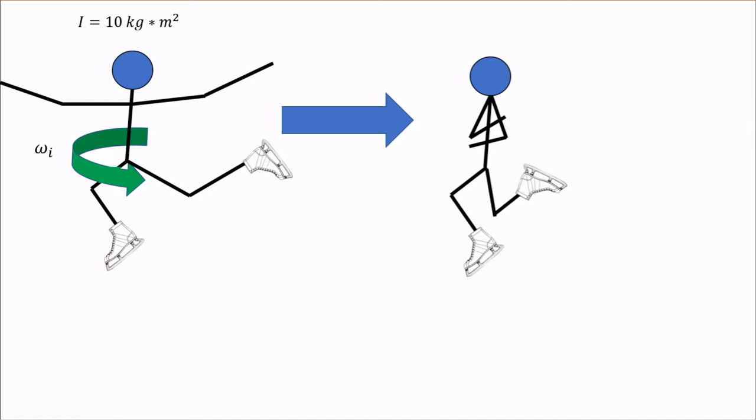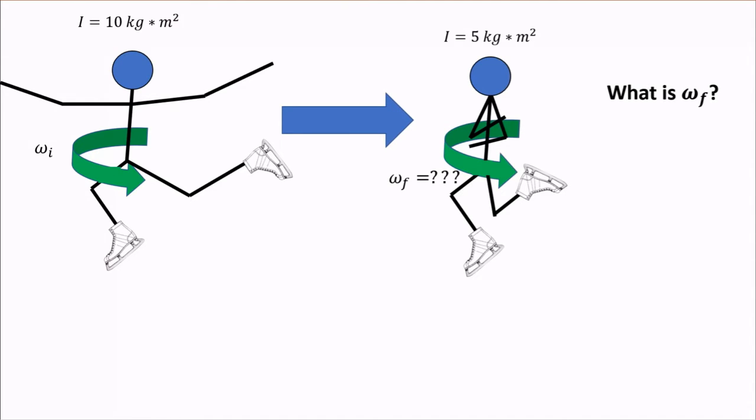This reduces her rotational inertia to 5 kilogram meters squared, because now her mass is kept much closer to the axis of rotation. What will be her angular velocity after she tucks her arms and leg in? In this problem, we will say that any torque created by the contact between her skate and the ice is negligible, so there is no external torque. Therefore, angular momentum is conserved, and we write the usual conservation formula.